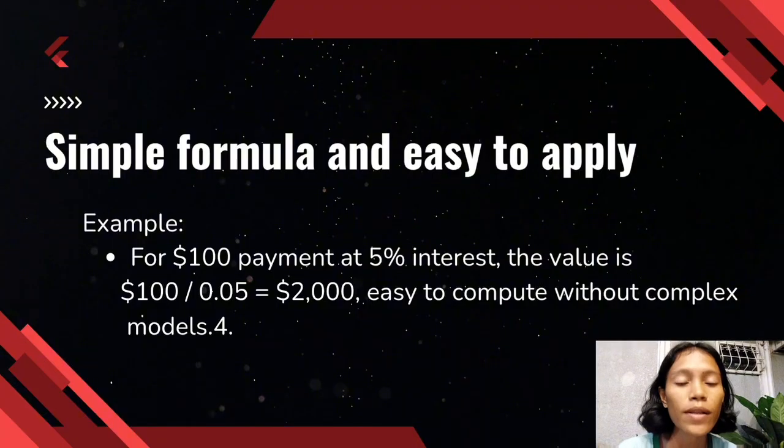So the calculation is straightforward, since you are only going to divide the annual payment by the interest rate. Just for example, for a $100 payment at 5% interest, the value is $100 divided by 0.05, or the 5%, and that would be equal to 2,000. So that's how easy it is to compute the value of the perpetuity without complex models.